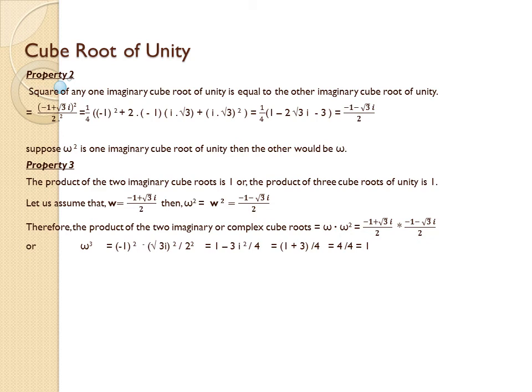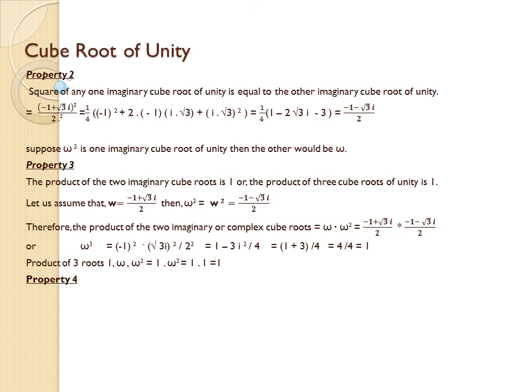a is -1, so (-1)² minus (√3i)² divided by 2 squared. So 1 minus 3i² by 4, i² equal to -1, so 1 plus 3 divided by 4, 4 by 4 equal to 1. So omega cubed equal to 1. The product of three roots equal to 1, omega and omega square. So 1 into omega square equal to 1 into 1 equal to 1. 1 into omega cubed, this is a printing mistake, so it will be 1 into omega cubed equal to 1 into 1 equal to 1.